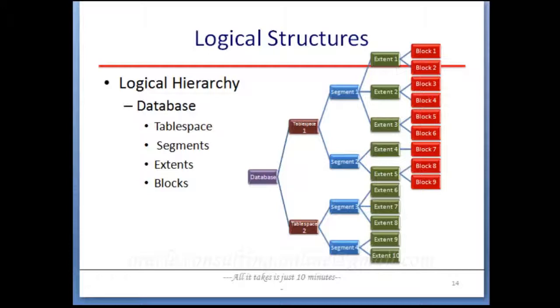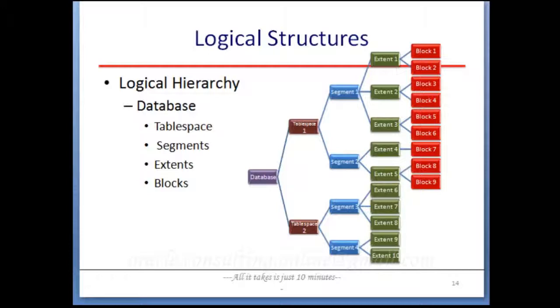So there are prominently four types of segments that we come across. You have the data segment, which is associated with the table. We have the index segment, which is associated with the indexes, which consists of the index entries. Then you have the temporary segment, which actually is with the temporary tablespace. And finally, you have the undo segment. Undo segment is with the rollback and the undo tablespaces.